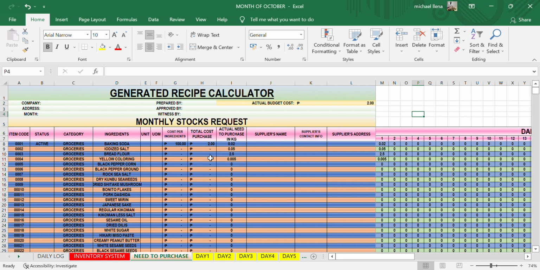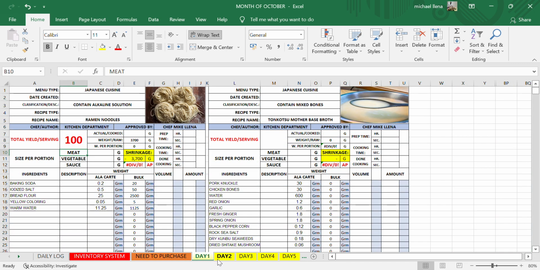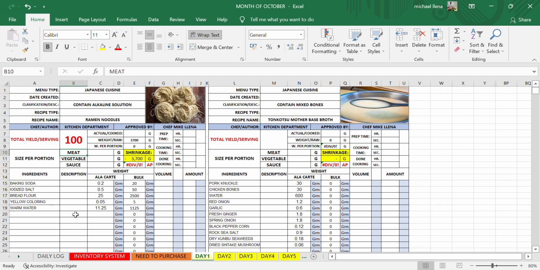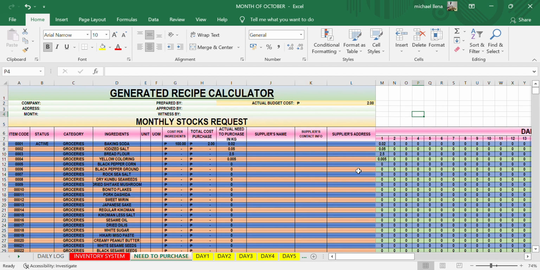You see that? Everything you are looking for, the ingredients, this system will look out for you. Okay? So for 100 portions of noodles, you have the ingredients that you need to procure or buy: 2.5 kilos of bread flour, 20 grams of yeast, and 50 grams of iodized salt, right? See? Okay. This is your purchase.